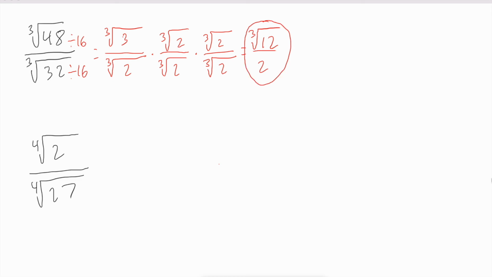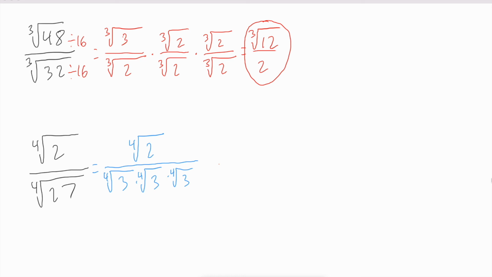Then on this next one, 2 and 27, you can't divide any of either of those by any of the same number. So we can just multiply here. However, let's actually look at this a little bit. So I'm going to rewrite the fourth root of 2. And then on the bottom, I'm going to rewrite the fourth root of 27. 27 is just 3 cubed, right? 3 times 3 times 3. So we've got fourth root of 3 times fourth root of 3 times fourth root of 3.